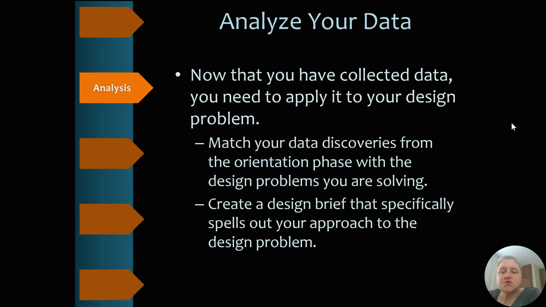Okay, so our first step was the orientation phase of the graphic design process, and this is called the analysis phase. Okay, so we've collected our data, right? So we've done our research, we've talked to our client, we've ensured that we're all on the same page as far as what we're looking for. We understand deadlines, we understand budget. Okay, now this is the part where you match your data discoveries with the design problems you are solving.